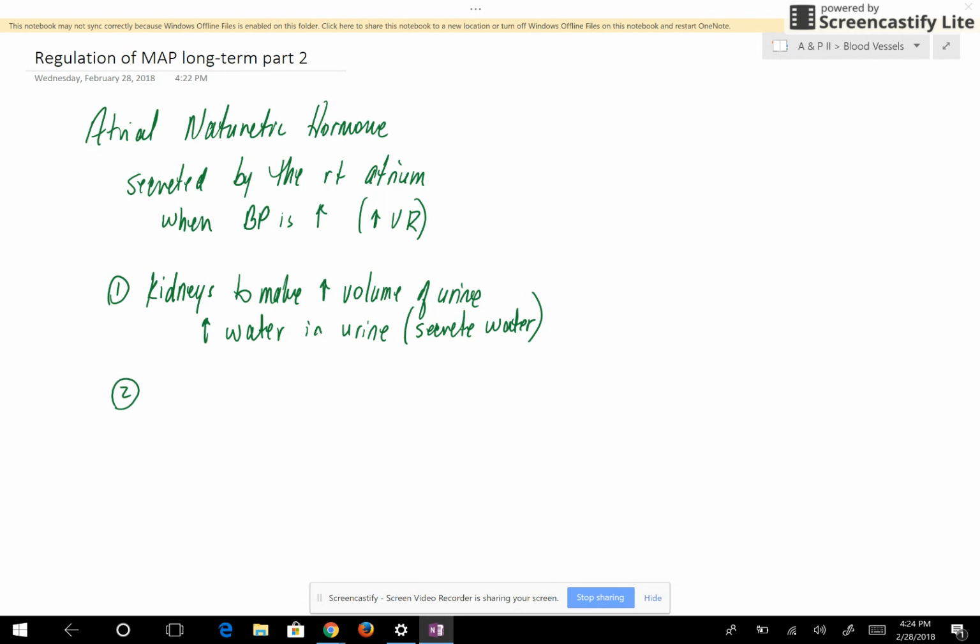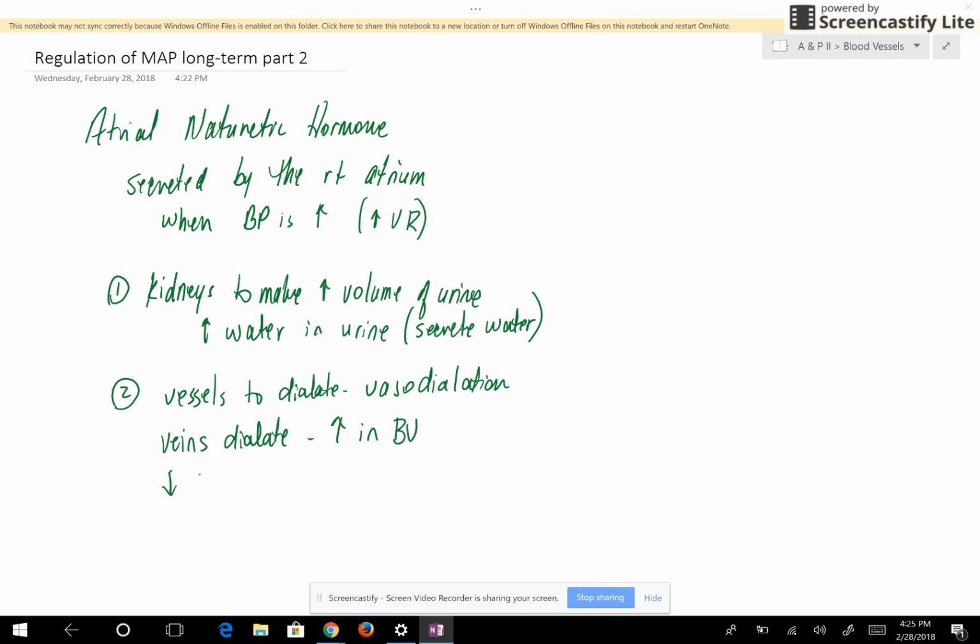Number two, it's going to cause blood vessels to dilate. Vasodilation. Whenever blood vessels dilate, especially veins, they're going to hold blood. So the veins dilate. They increase in blood volume in the veins.